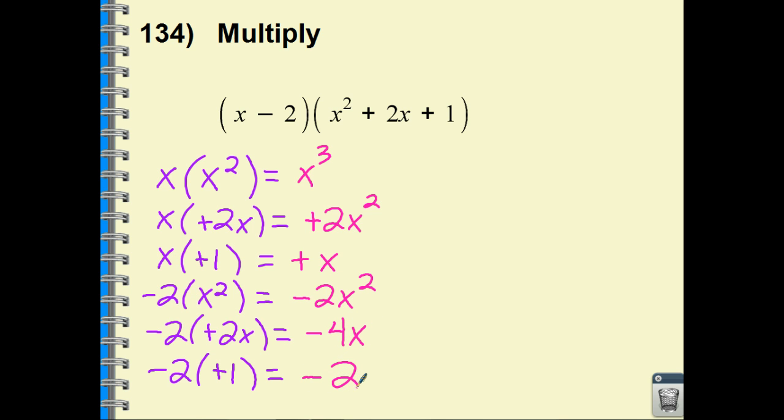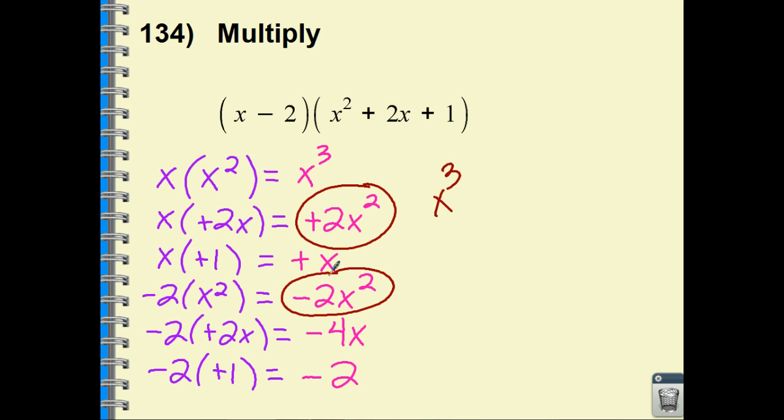Now we're going to look for all of the like terms to combine, which we are looking at the exponents of each term. We have x to the third power. Anything to the second power, we have 2x to the second power and a negative 2x to the second power. And when we put those together, we end up eliminating them. So we have 0x to the second.